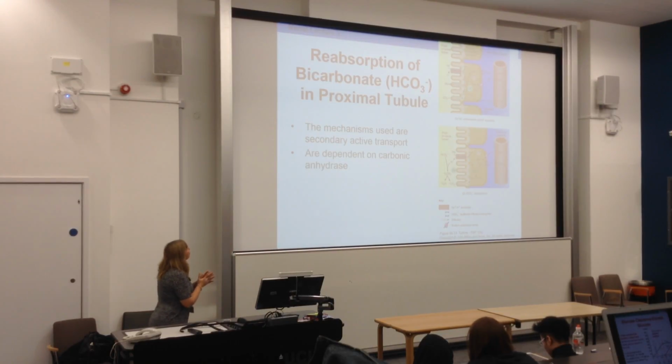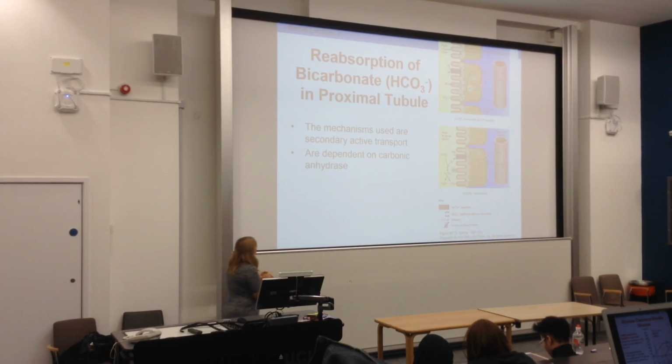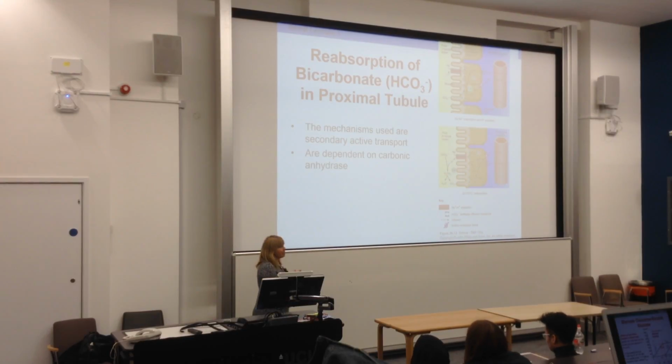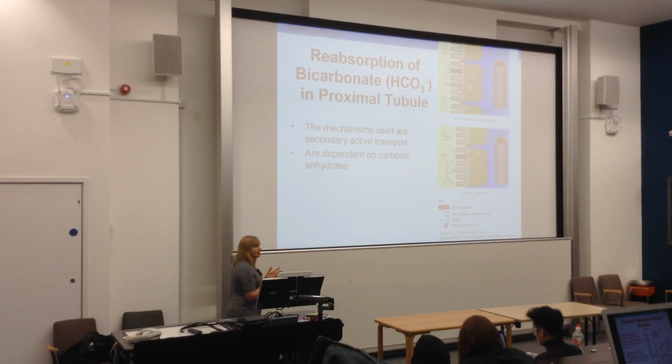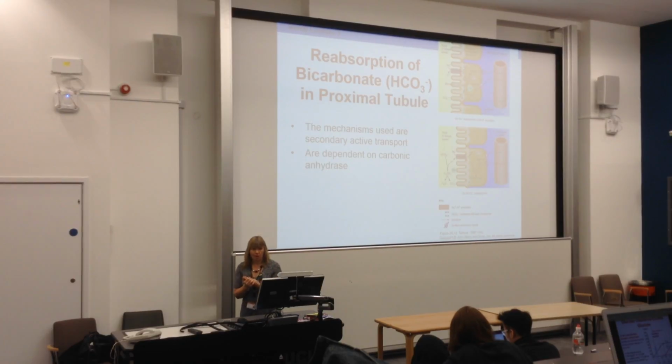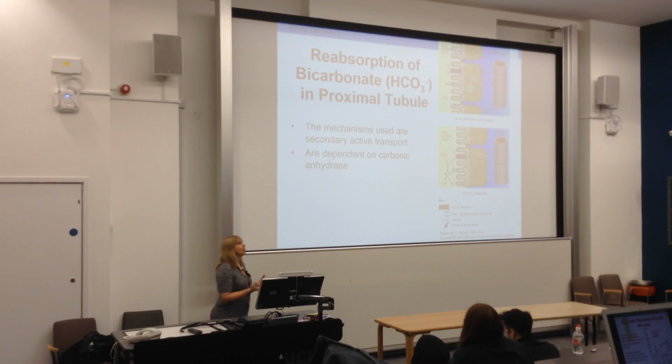When we look at the reabsorption of bicarbonate by the proximal convoluted tubule, I've got two key mechanisms that I want to introduce to you. Again, they are due to secondary active transport, and they depend on the enzyme carbonic anhydrase. And this enzyme I introduced to you when we talked about lung structure as well, because it deals with conversion of CO2 to bicarbonate ions.